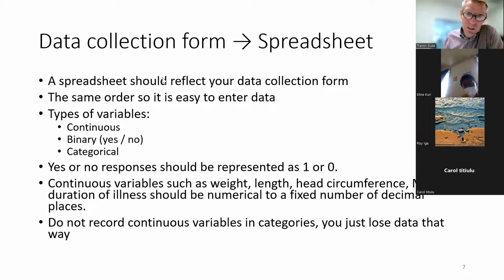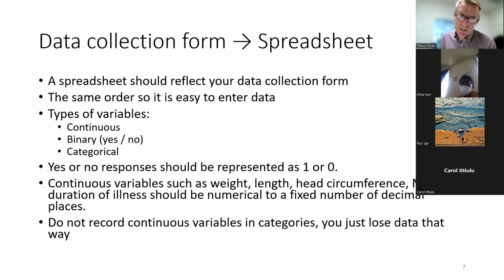So the spreadsheet should reflect your data collection form, and it should be in more or less the same order as your data collection form. So it's ideal to have the columns in the same order so that when you're entering the data, it's much easier to do so. Mostly, if they're studying patients, each row on their spreadsheet will be a patient, and their variables will be in columns.